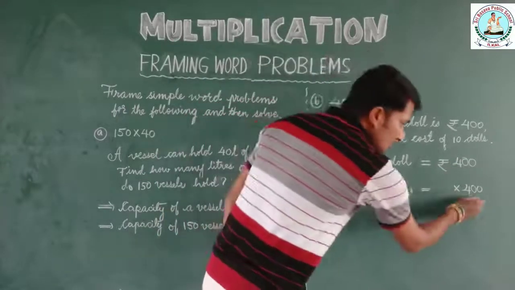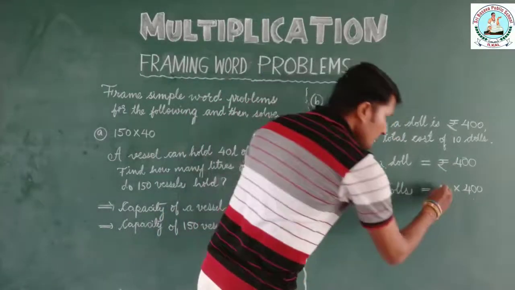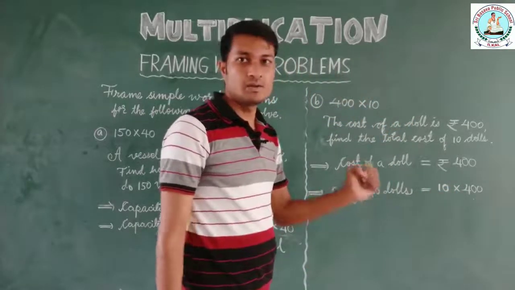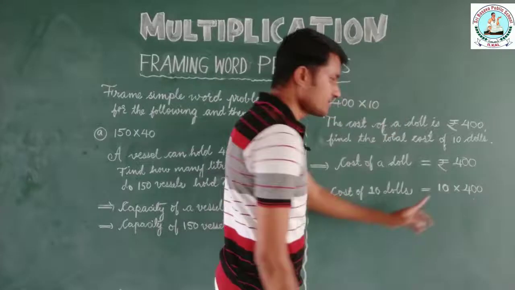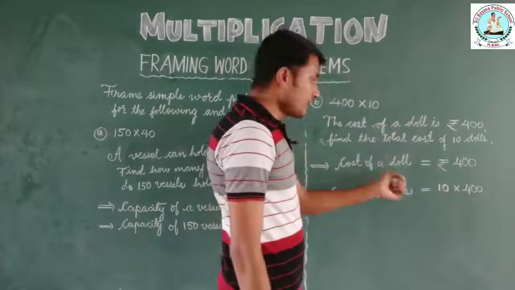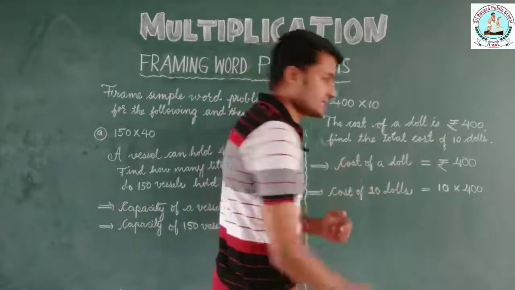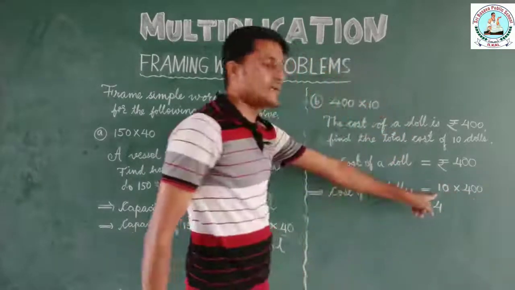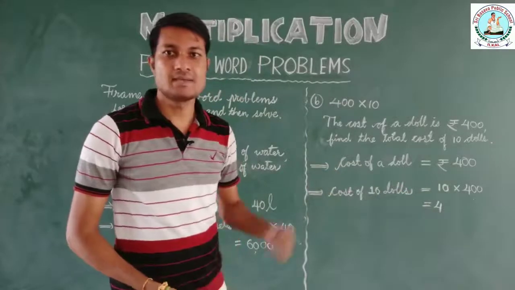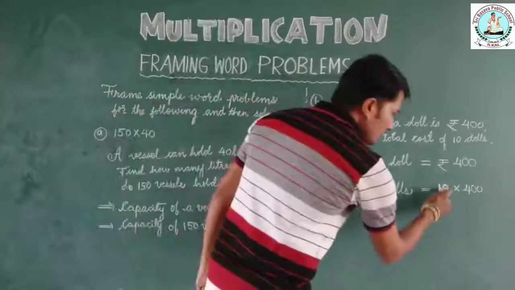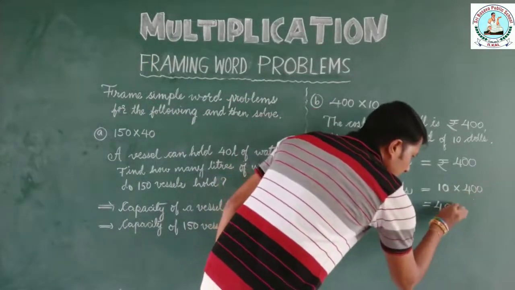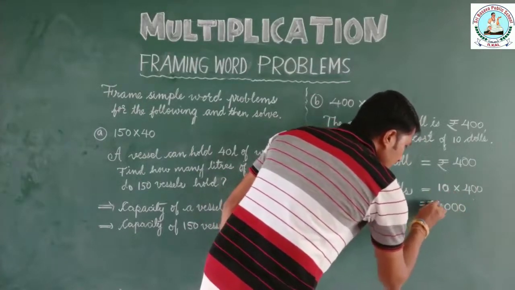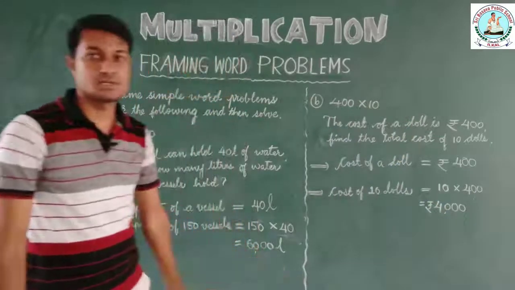See here, this is the cost of one doll, but we need to find out the cost of 10 dolls or 10 toys. So again use multiplication made easy. Multiply non-zero numbers first. So 1 times 4 will be 4, and write as many zeros as in the factors. So 1, 2, 3. So totally 3 zeros are there. So what is the cost of 10 dolls? It is rupees 4000.